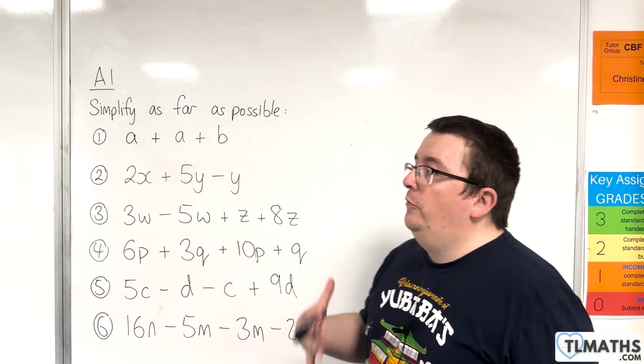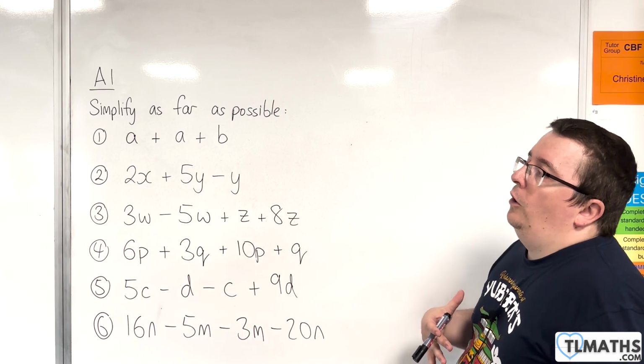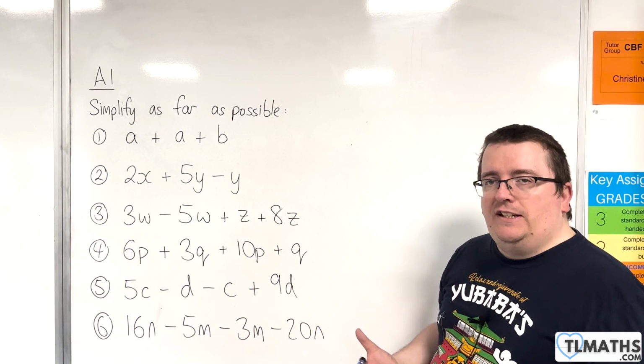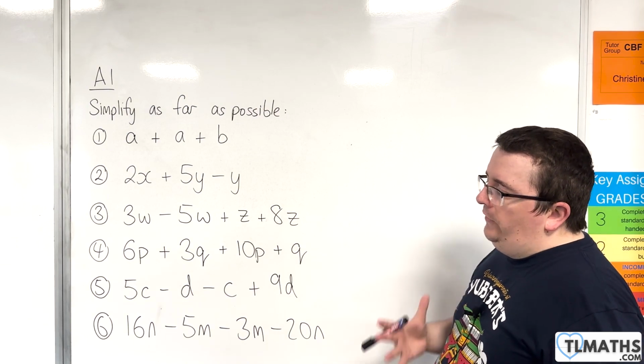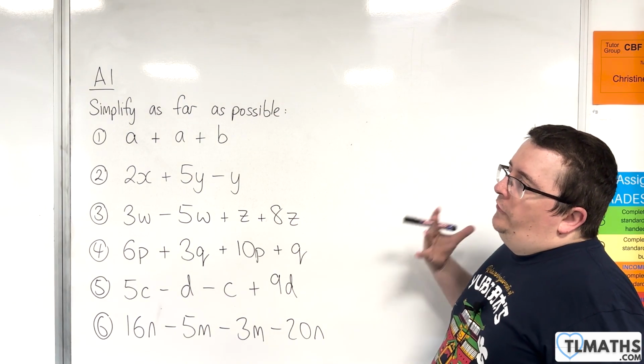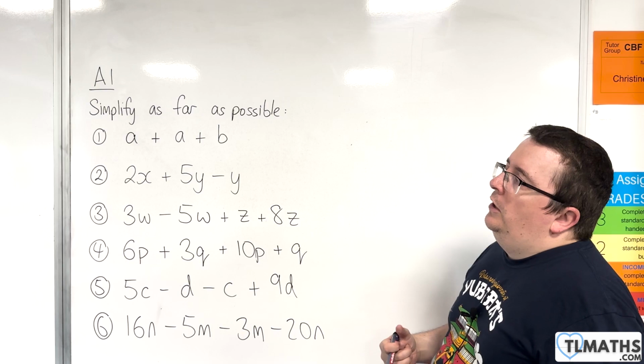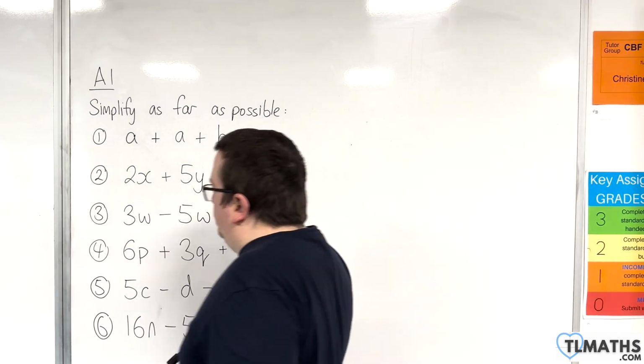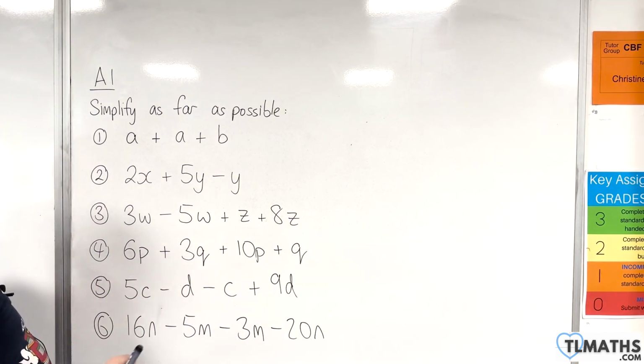So in this video I want to go through some more examples of adding and subtracting with algebra and collecting like terms. In each of these examples we have two variables, two different letters that we're working with. So let's look at our first one.